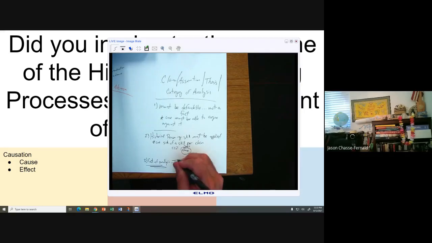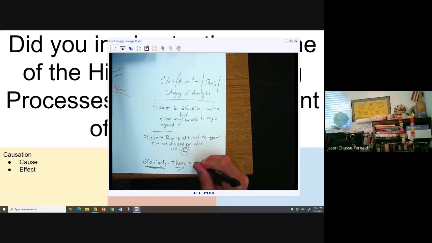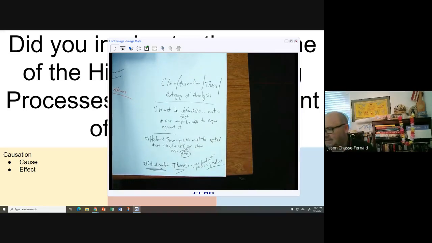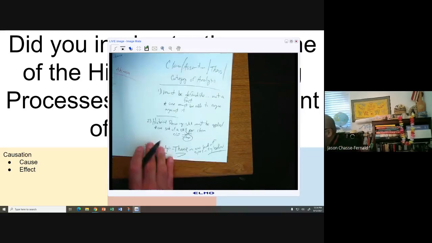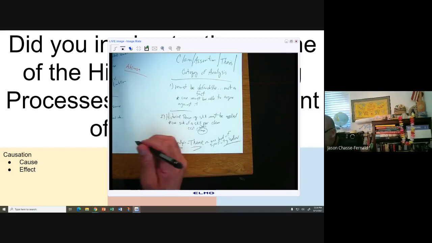And a category of analysis falls under the category of a theme, but one level of specificity below a theme. So what does that mean? That means, let's say we've got 6 theme words for this course, and I'm going to go through them in just a second with you.